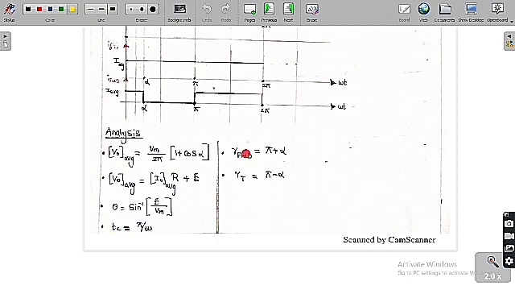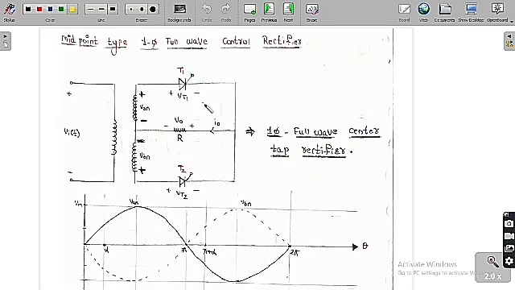So the conduction angle of the freewheeling diode is equal to pi plus alpha, whereas the conduction angle of the thyristor is equal to pi minus alpha. So this is the analysis of this circuit. Now we are going to study the midpoint type single phase full wave controlled rectifier.